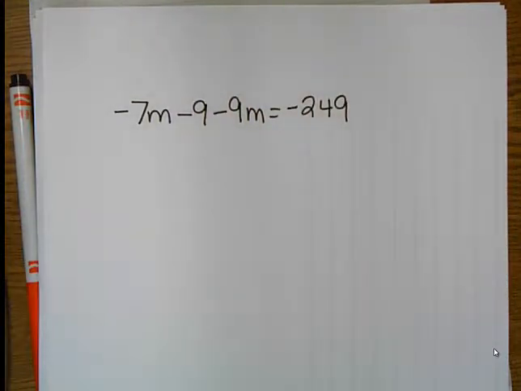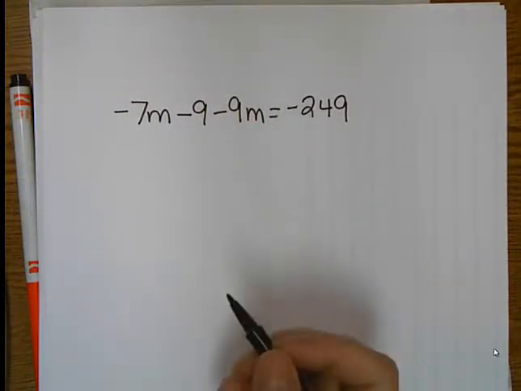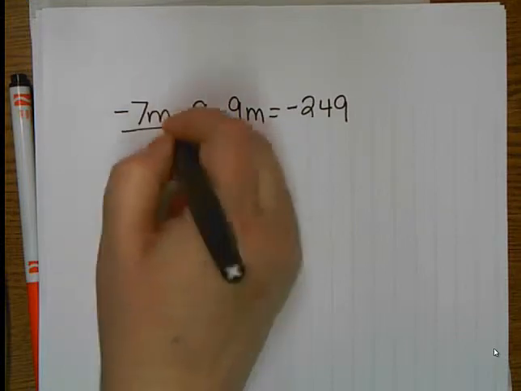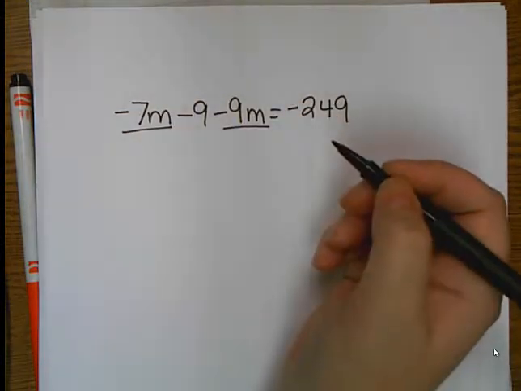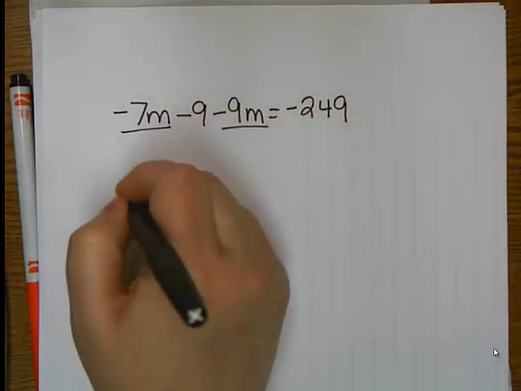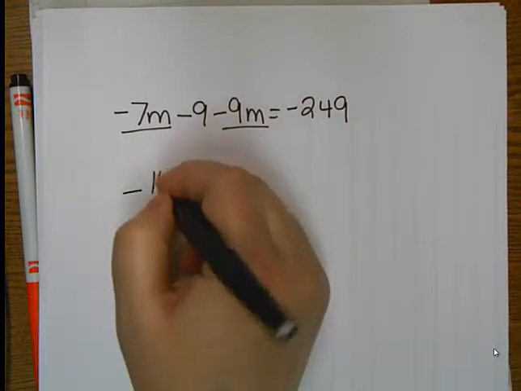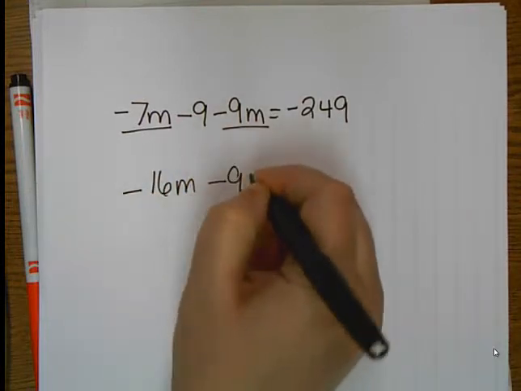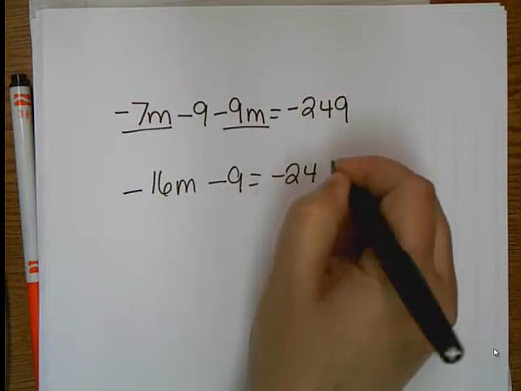Go ahead and hit pause and work that out. Okay, so I'm going to combine my letters first. Negative 7m and negative 9m. They're both negative, so you add them and keep the sign. That'd be negative 16m minus 9 is negative 249.